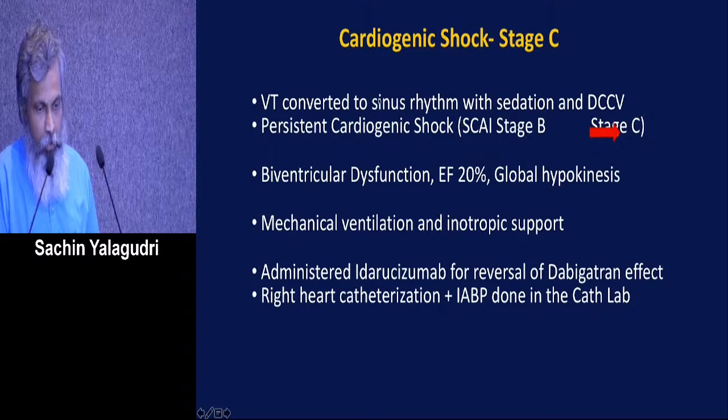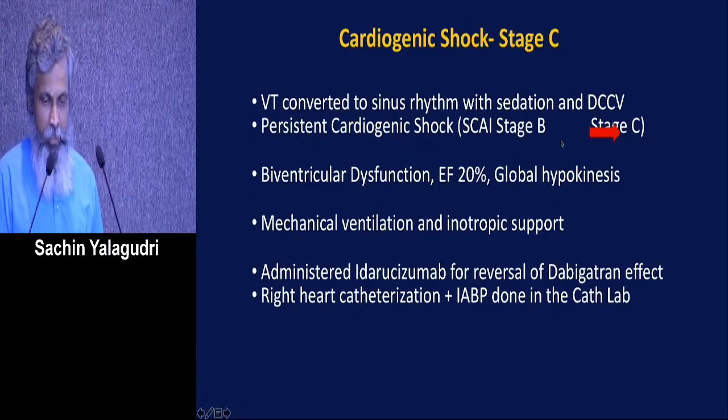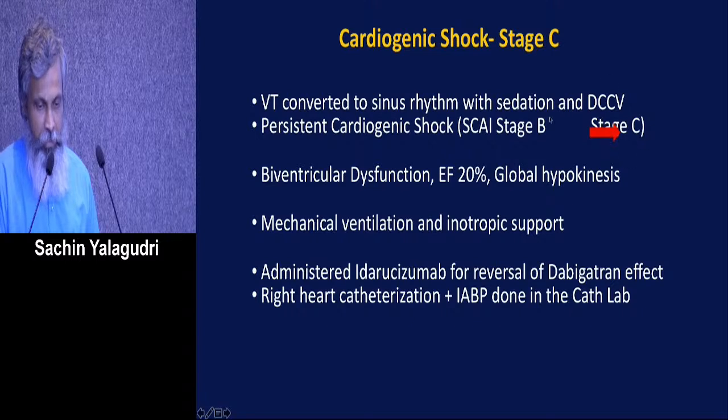So then in the ER, he was converted with a DC cardioversion and sedation. The moment cardioversion was done, he slipped from stage B to stage C. We had an elaborate discussion about the cardiogenic shock classification so far. He had biventricular dysfunction, ejection fraction of 20%, global hypokinesia, mechanical ventilation, and inotropic support was on.